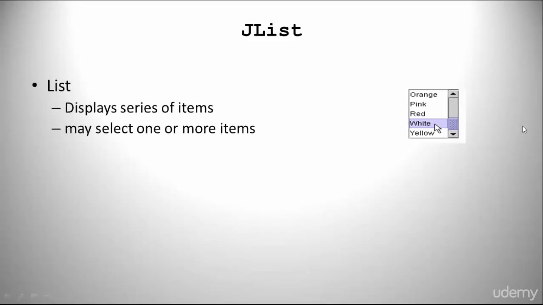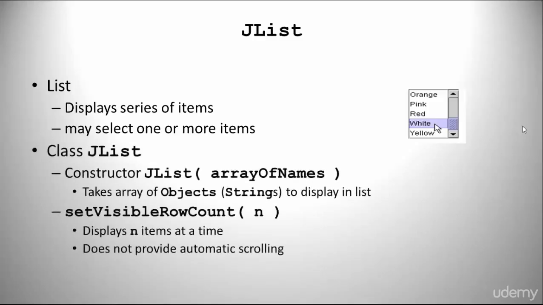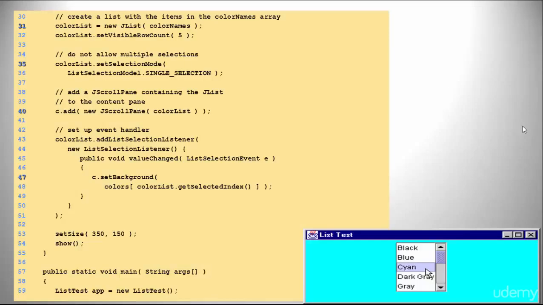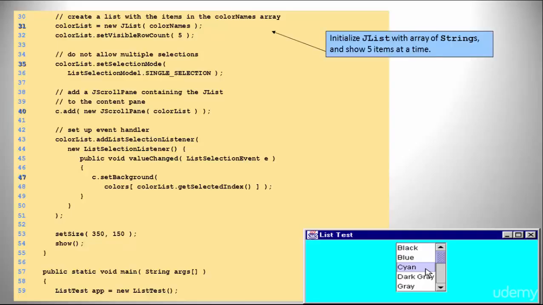A list displays a series of items, and we may select one or more items. Class JList takes an array of objects or strings to display in a list. setVisibleRowCount(n) displays n items at a time, and it does not provide automatic scrolling. Here we have a ListTest. We initialize JList with an array of strings and show 5 items at a time.